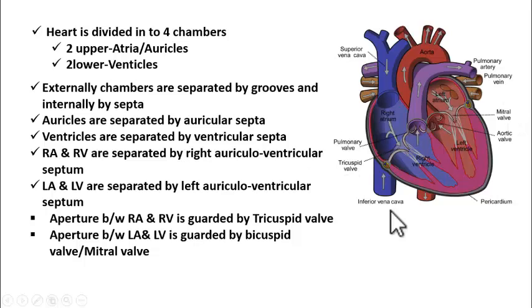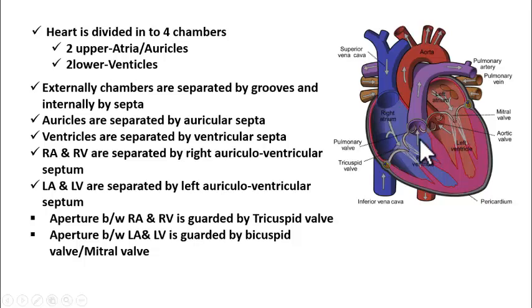Those gate-like structures are called valves. VALVES. And these valves have specific names. So RA and RB are guarded by a valve called the tricuspid valve, and LA and LB are connected by the bicuspid valve, or the other name of the bicuspid valve is the mitral valve.